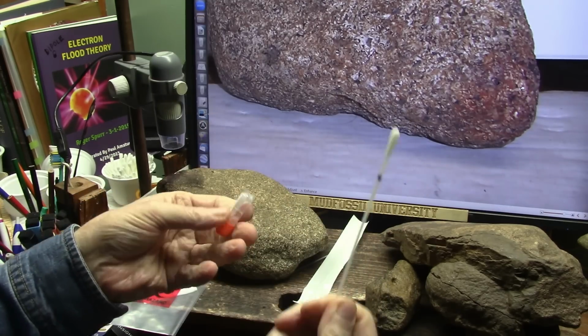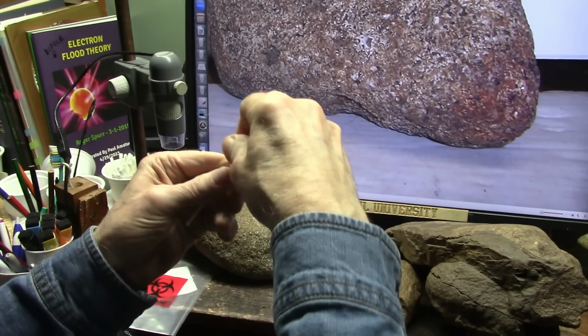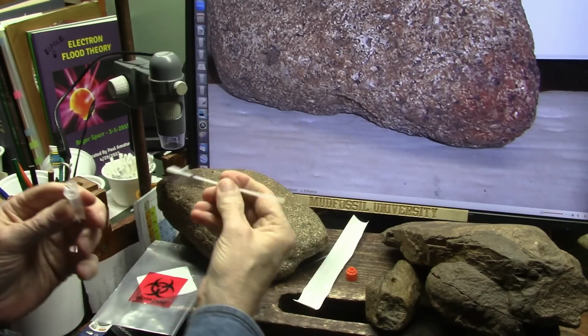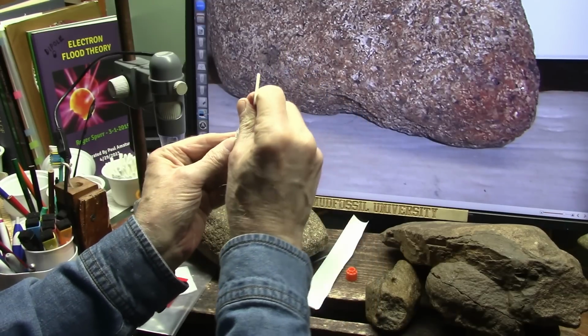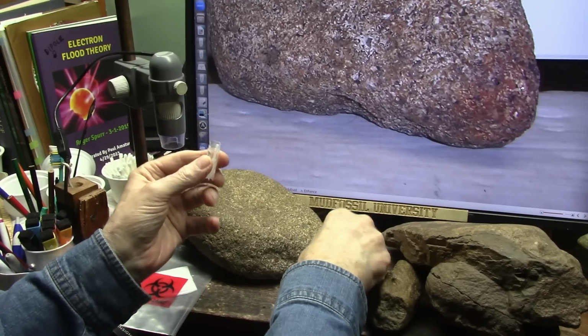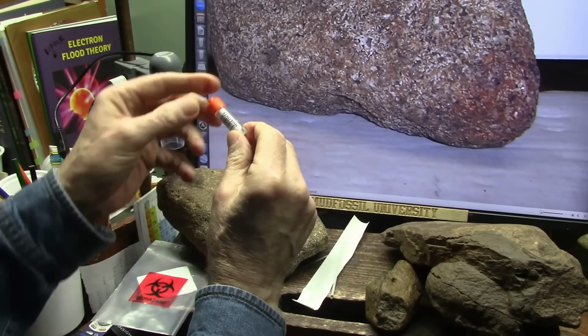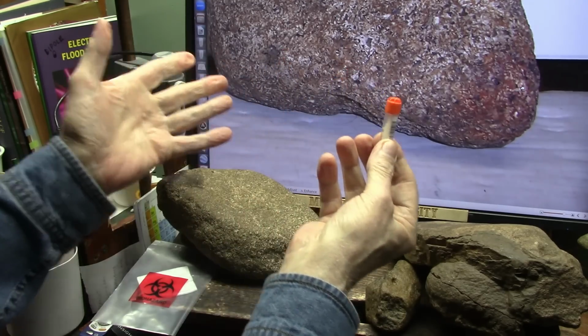You can't touch it, you can't drop it, you can't do anything to it, and it has to be untouched by anything other than what you're doing. And then you get your swab, you put it in here, you break that off, you put the cap back on, and you send it off. And it has certain numbers on it that says this swab represents whatever it is.